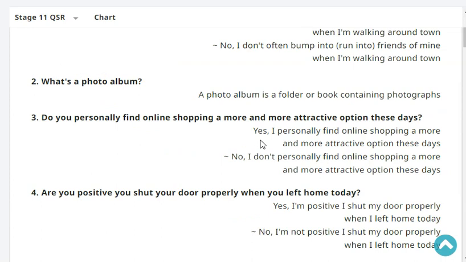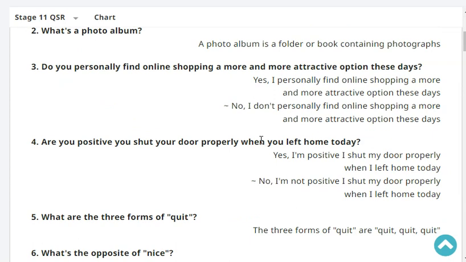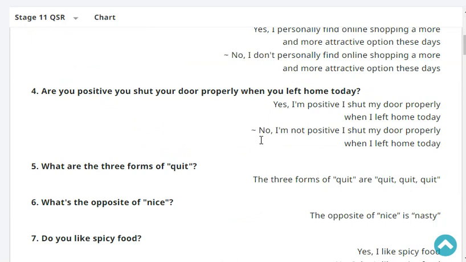Do you personally find online shopping a more and more attractive option these days? Yes or no? Yes, I personally find online shopping a more and more attractive option these days. Are you positive you shut your door properly when you left home today? Yes or no? Yes, I'm positive. I shut my door properly when I left home today.